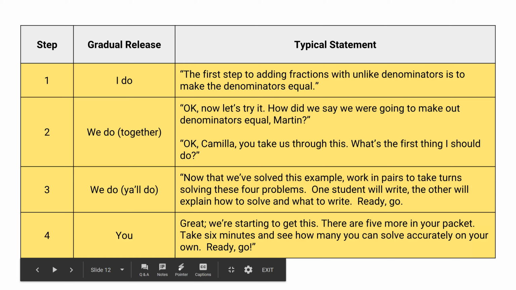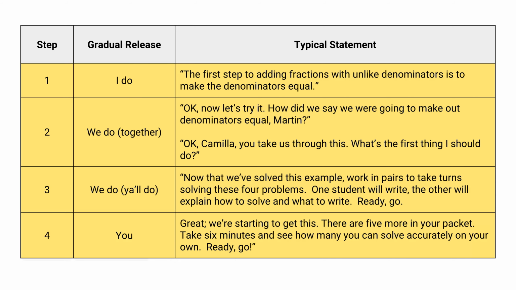Here we have an example of gradual release in action within the context of a math class. Note how gradual release can occur within one class period. It begins with I do, where the teacher models the learning. The first step to adding fractions with unlike denominators is to make the denominators equal. The teacher explains the process, then moves to we do, where he or she asks guiding questions to involve the students and check their understanding of the process.